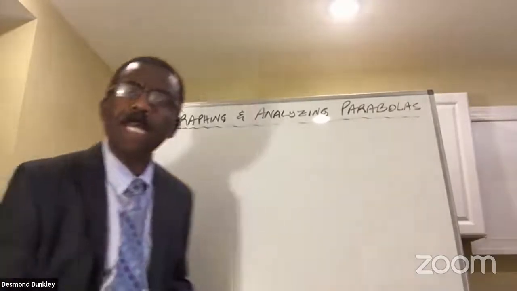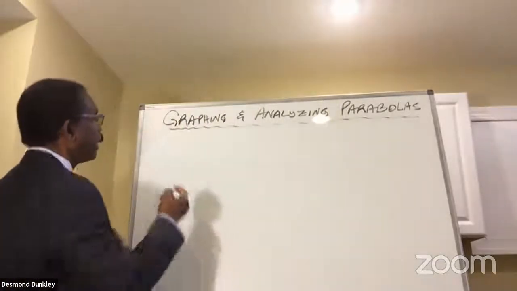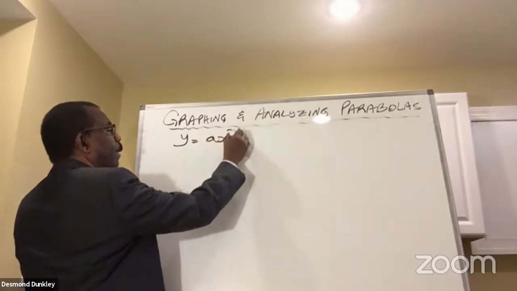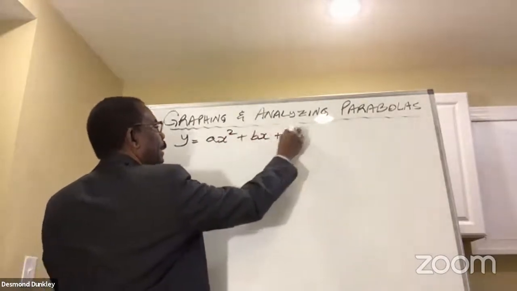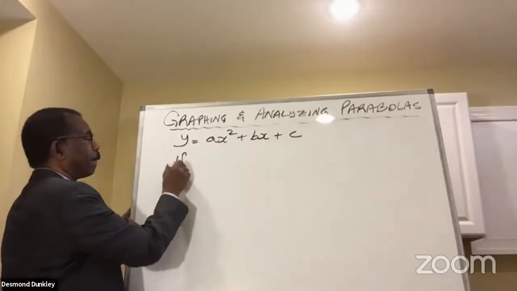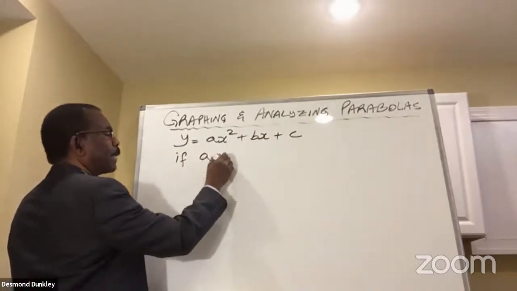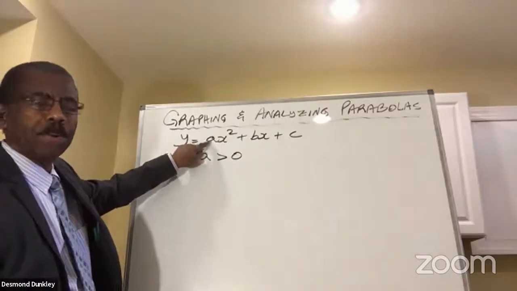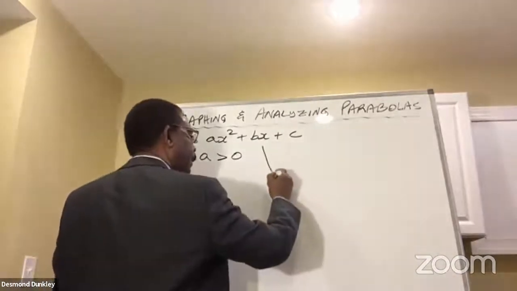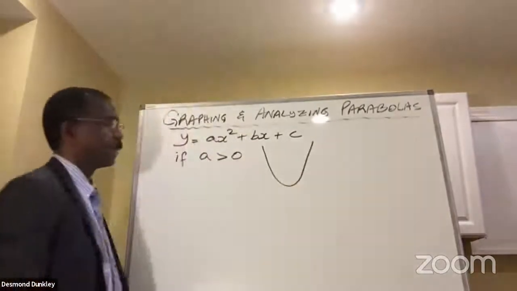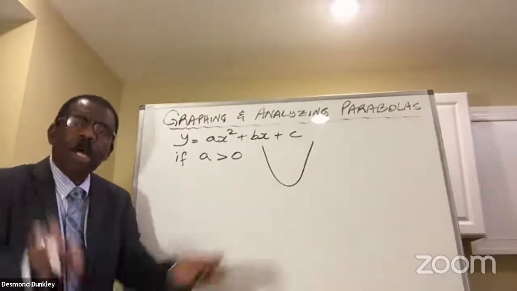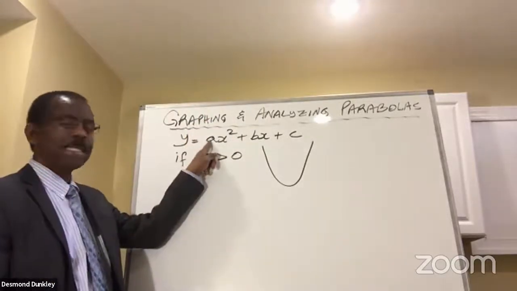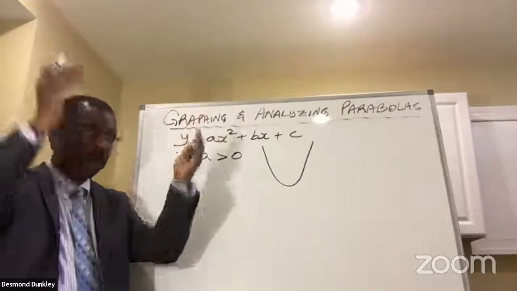Okay, before I do that, I just want to point out that the general form is y equal to ax squared plus bx plus c. If a is positive, that is, if the lead coefficient is greater than 0, our graph opens upwards. So it opens up. Think of up as positive. If a is positive, the graph opens up.